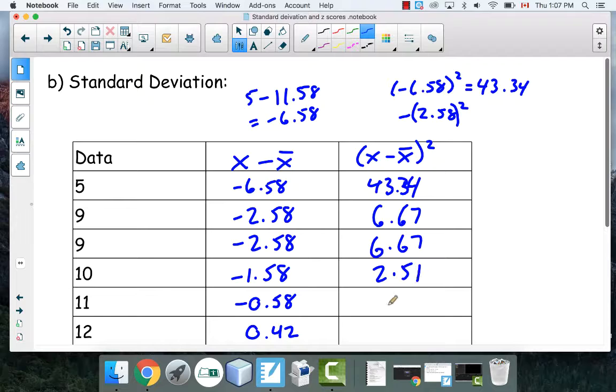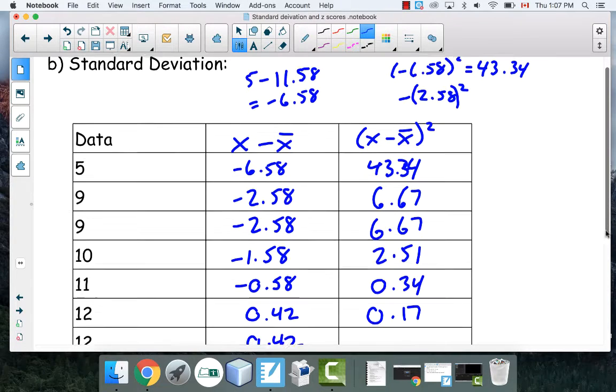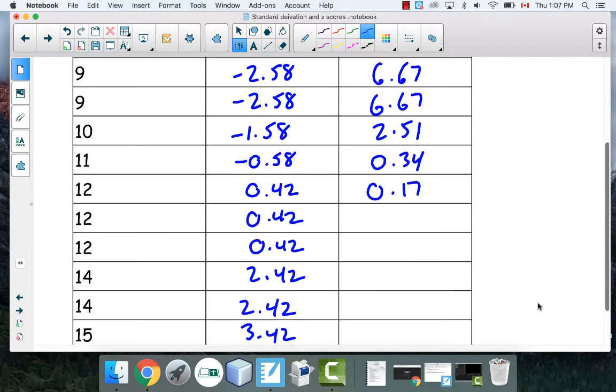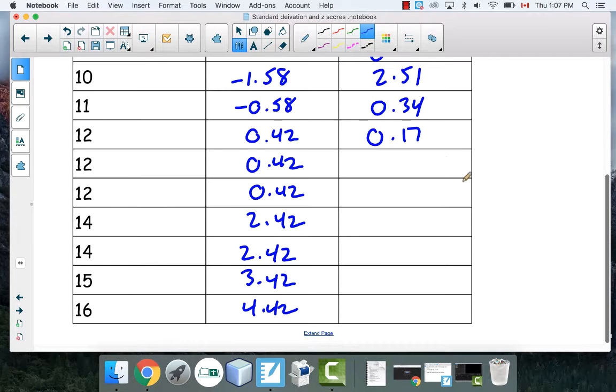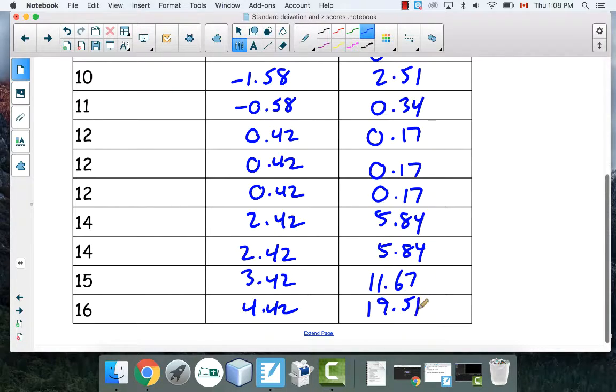Next one's 2.51, 0.34, and it's 0.17. See if I can scroll all the way to the bottom here this time. It's going really slow. Okay, 0.17, 0.17, 2.42 squared, that's 5.84, 5.84, 11.67, and then 19.51. Okay, so there's all my values.